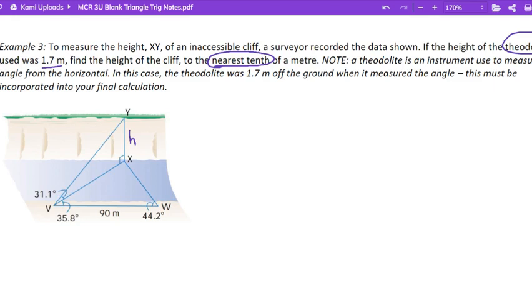Now, what can I definitely not use for this lower triangle? SOHCAHTOA. I can't use SOHCAHTOA because I don't see a right angle. It's not a right angle triangle. I mean, it might be, but we can't guarantee it. So we've got angle, side, angle. Do I have any complete pairs there? No, I don't.